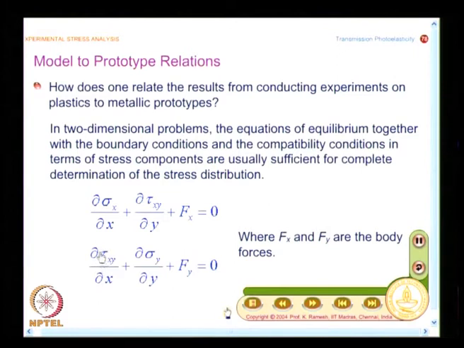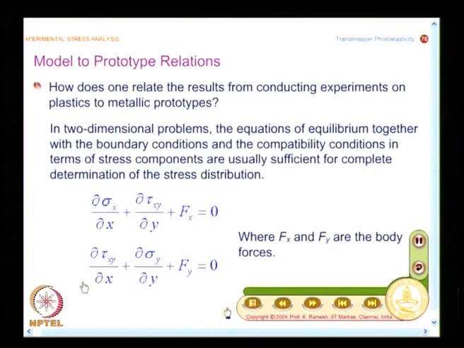Does this expression have any elastic constants? This expression does not have any elastic constants. When this expression does not have any elastic constants, you do not need to worry about the variation between a plastic and aluminum to behave when you satisfy this condition. So, the equilibrium condition does not have elastic constants, fine.